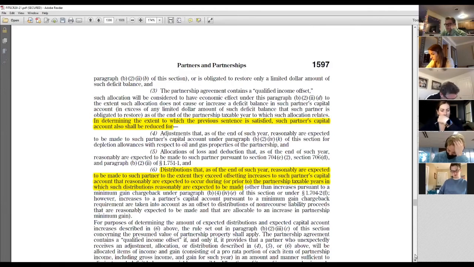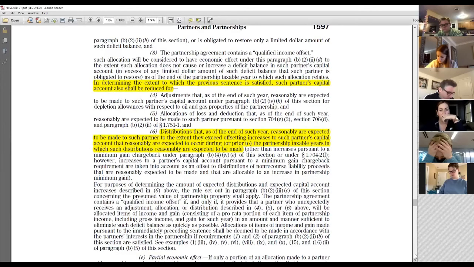And then, so you're getting out in front of these reasonably expected distributions, and you're creating a cushion in your capital account to make sure that when the distributions happen, they don't drive you below zero. We're all worried about getting a partner who shouldn't be below zero in a capital account into a below zero capital account situation, because that's where it's just non-economic. It just doesn't make any sense. So we try to get out in front of it when we can.